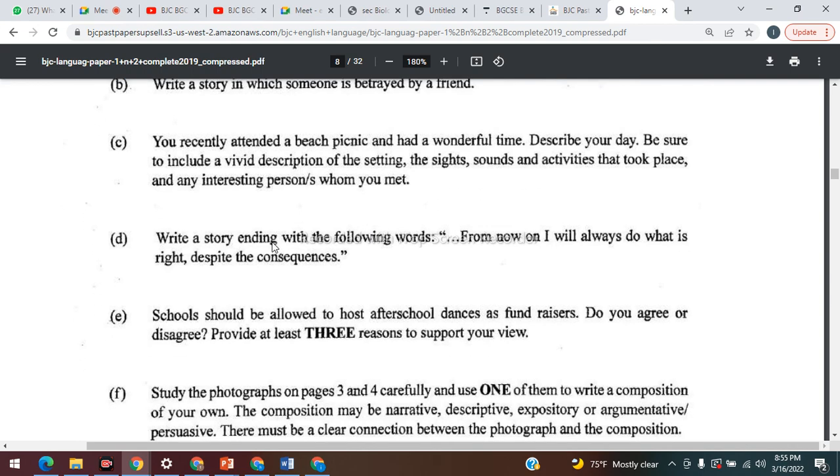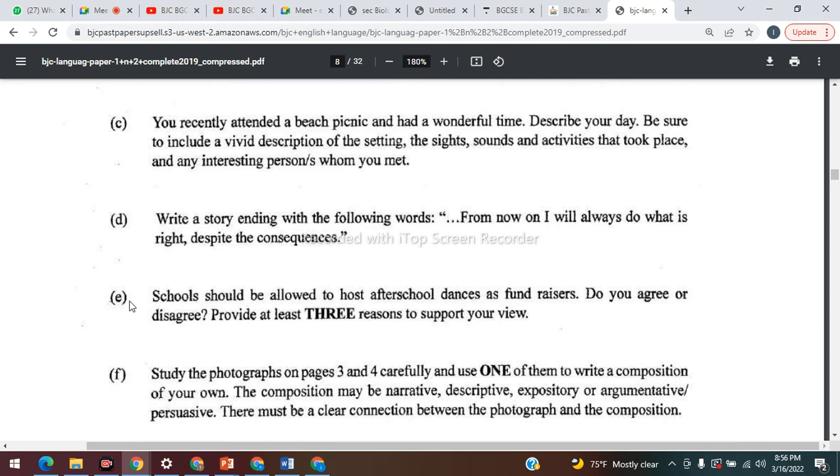Write a story ending with the following words: From now on, I will always do what is right, despite the consequences. Don't go this route either. Don't write no story. So what route do you want to go? I can tell you right now what route to go. Write an expository essay. Always. That's the best bet.